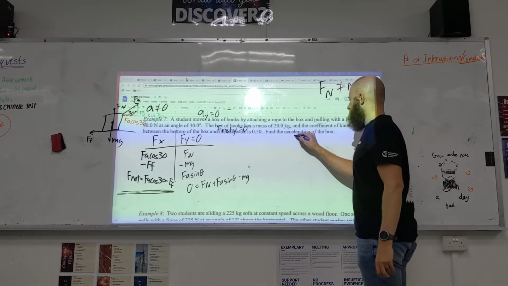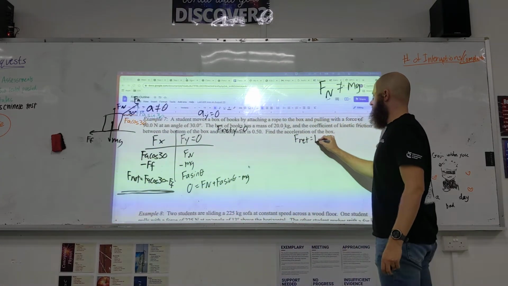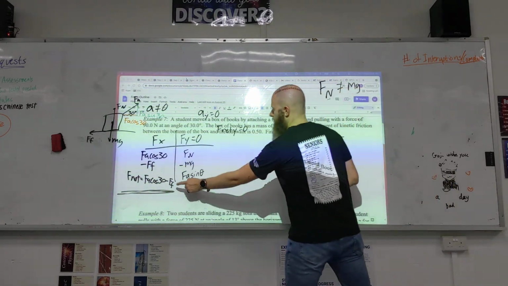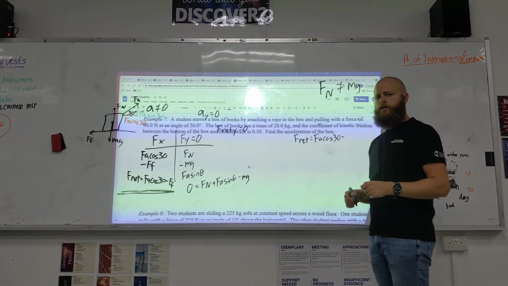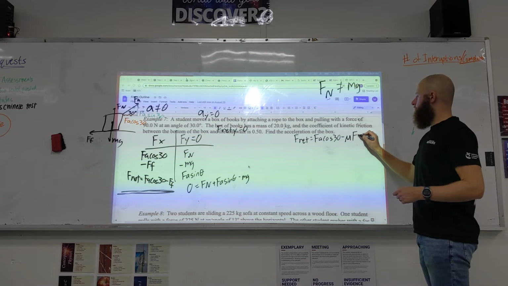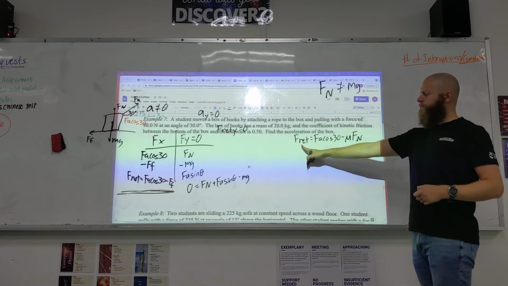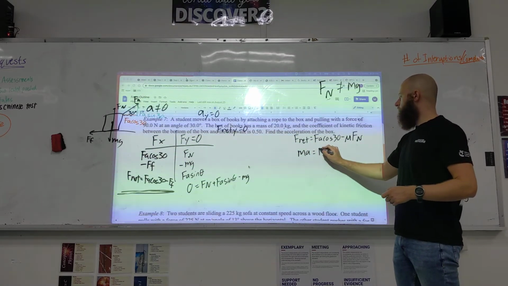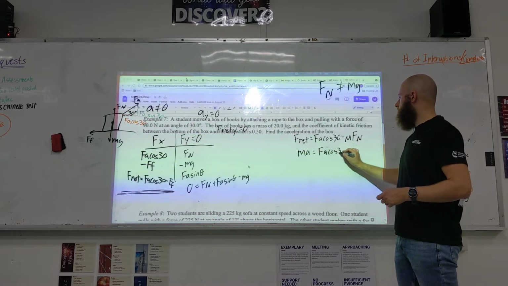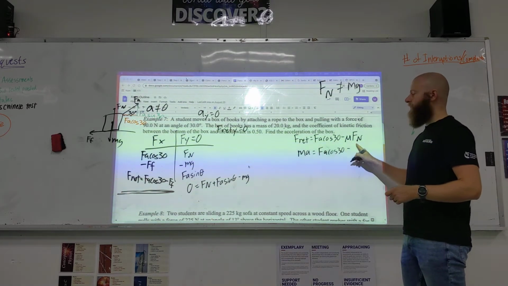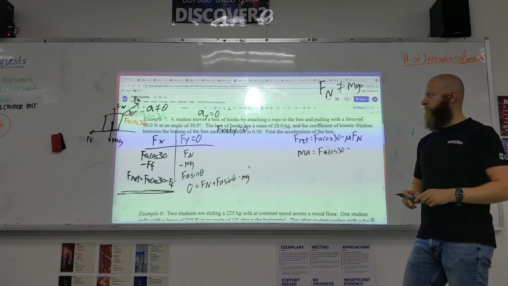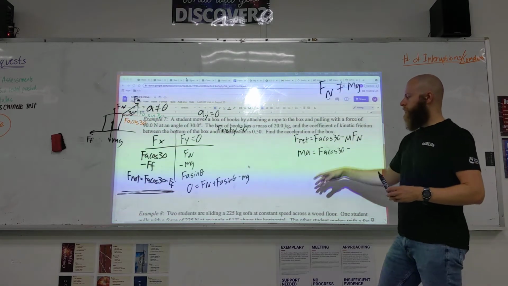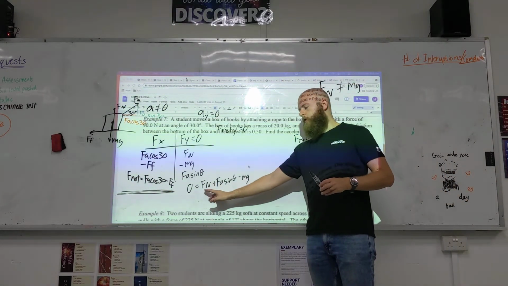So F net is equal to Fa cosine 30 minus, let's go ahead and plug in our formula for Ff. So what's our formula for Ff? Yeah, that is mu Fn. What's our formula for F net? That's ma. So ma, I know Fa cosine 30, I know mu, but I don't know Fn. Remember before, Fn was just mg, but now it's not just equal to mg. So I need to come back to this formula and actually solve for Fn.